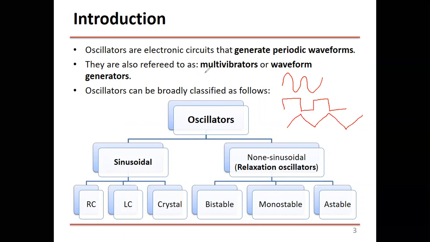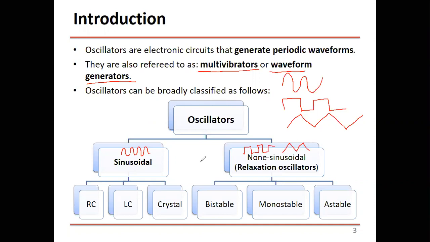Sometimes we refer to the oscillators as multivibrators or waveform generators. These are alternative names of the same thing, which is the oscillator. You can classify oscillators broadly in these two categories. You have a sinusoidal oscillator, in which case the output is a pure sine wave, and non-sinusoidal, mainly rectangular or square wave, and maybe triangular waveform. And of course, from this one, you can also generate a sine wave as well.